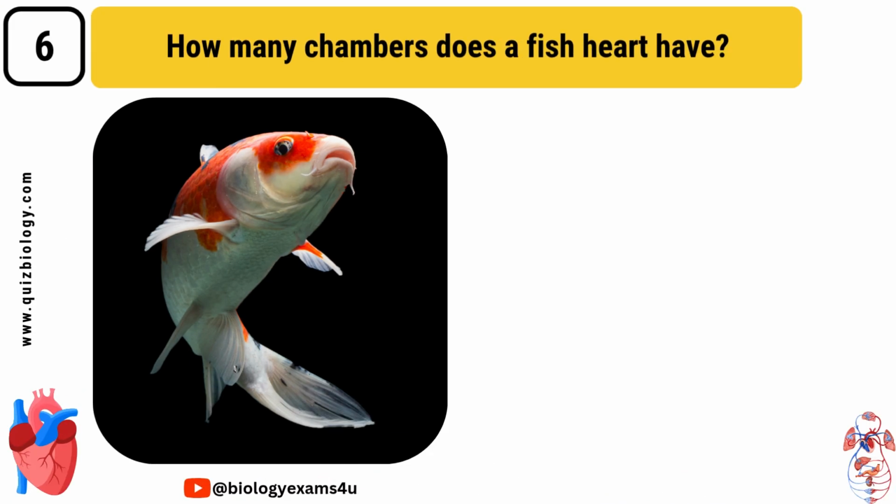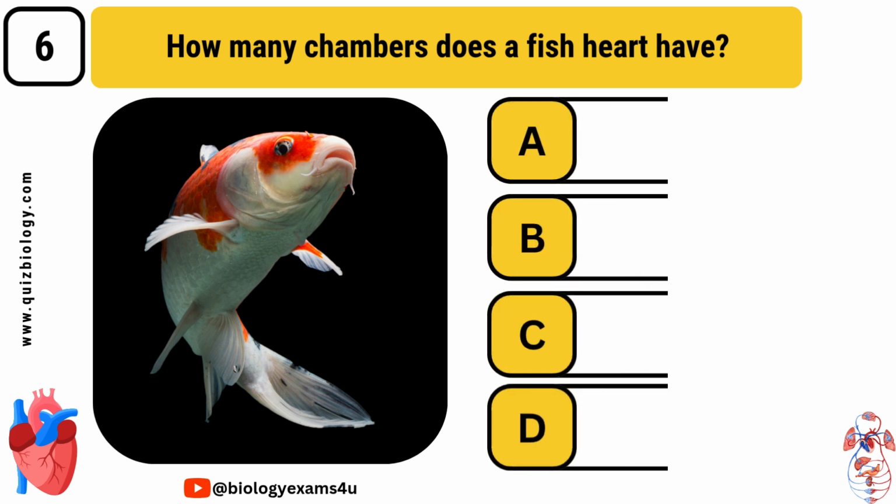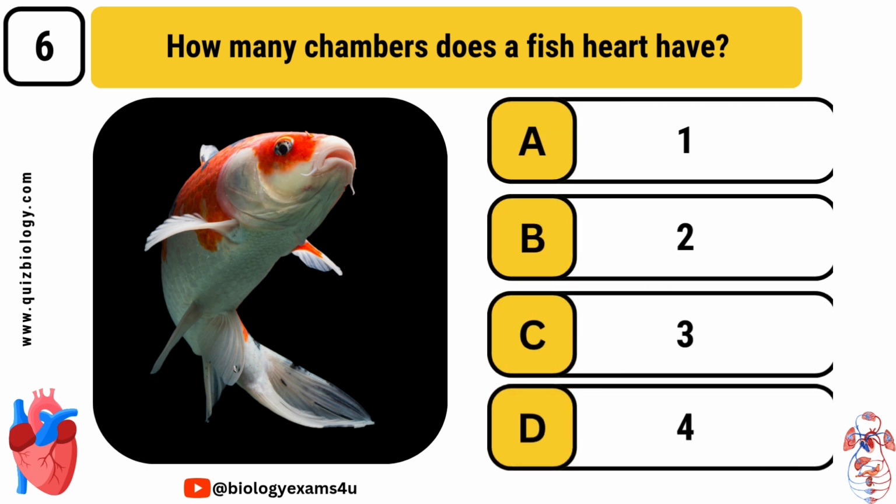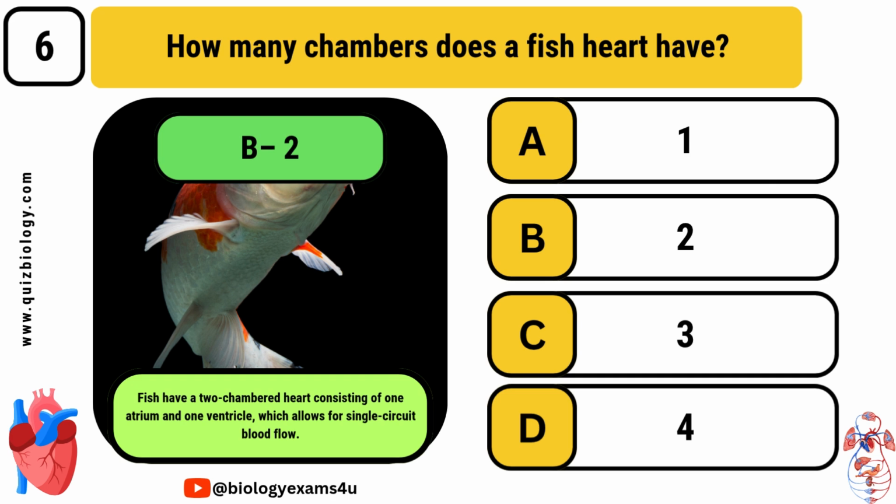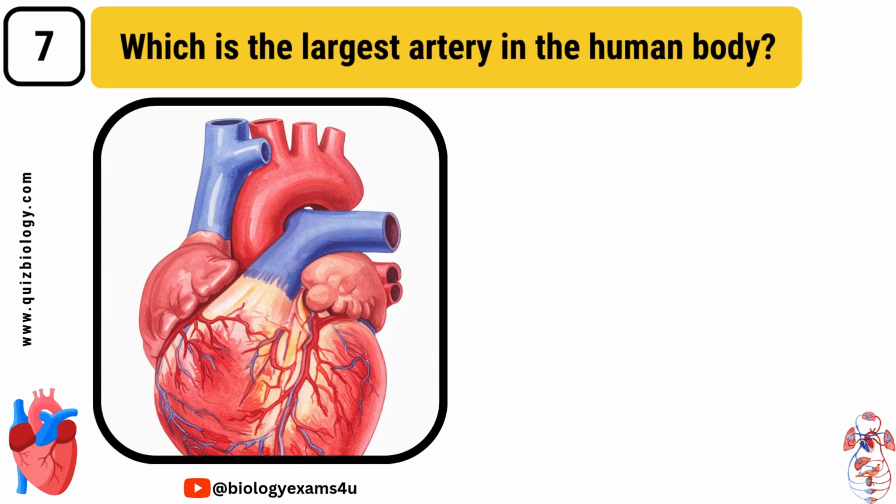How many chambers does a fish heart have? One, two, three, four. Fish heart has two chambers consisting of one atrium and one ventricle, which allows single circuit blood flow.